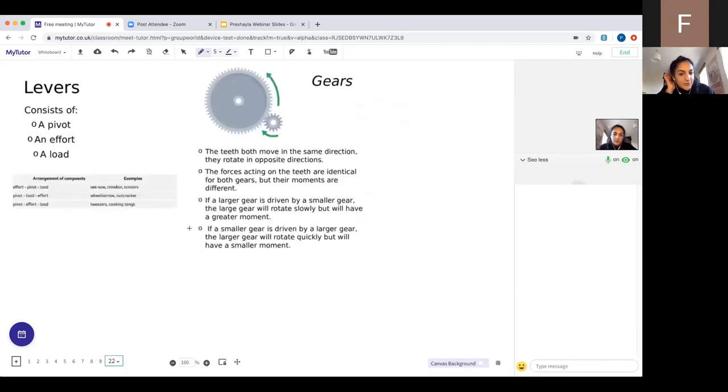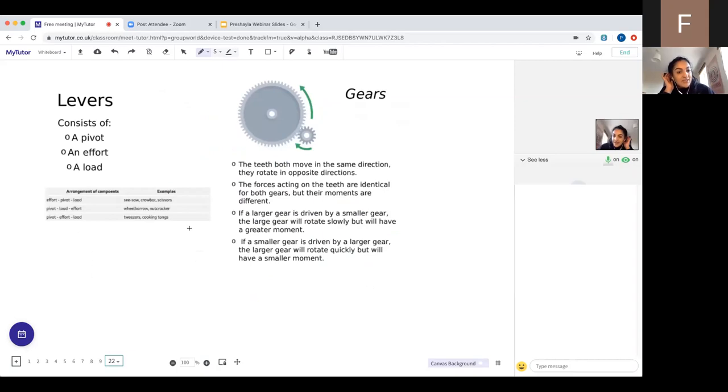And then we went on to talk about levers and gears. So levers consist of three different parts: a pivot, an effort, and a load. The way that the pivot, the effort and the load are arranged gives us different applications of levers. So if we have effort, pivot, load, it's a seesaw, crowbar, or scissors. Pivot, load, effort: wheelbarrow or nutcracker. Pivot, effort, load: tweezers or cooking tongs. So you can see how the examples in each section are quite similar to each other.